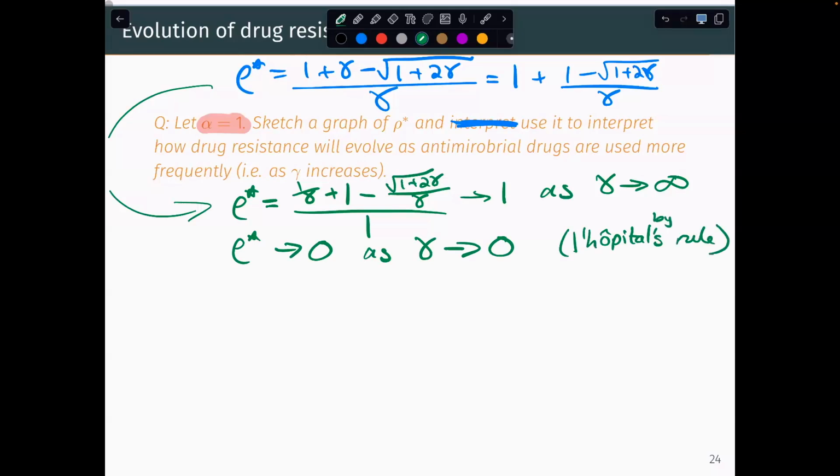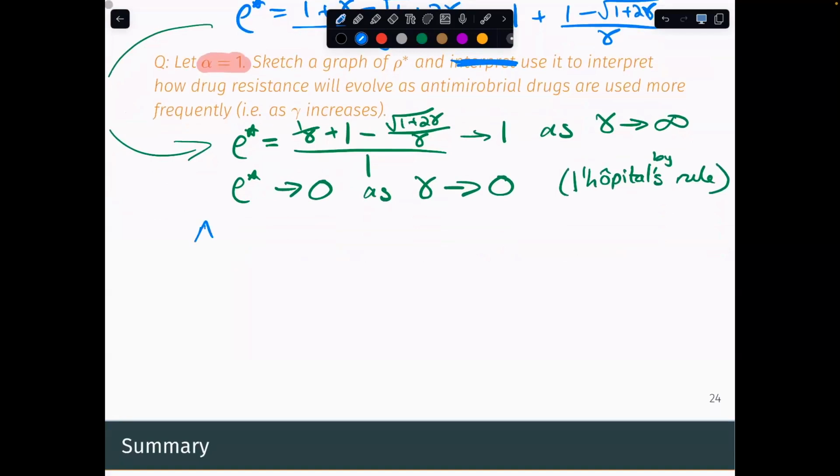Again, that should make some biological sense, right? As we tend towards no drug use at all, because drug resistance is costly, we should expect there to be no drug resistance evolving. There should be selection against drug resistance if you don't have any drugs being used.